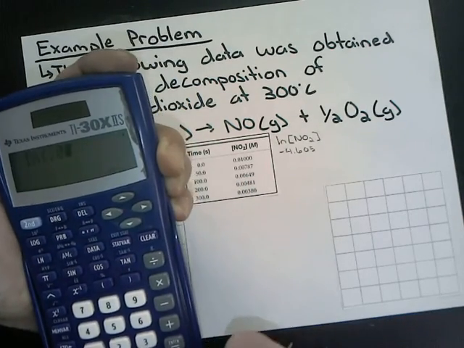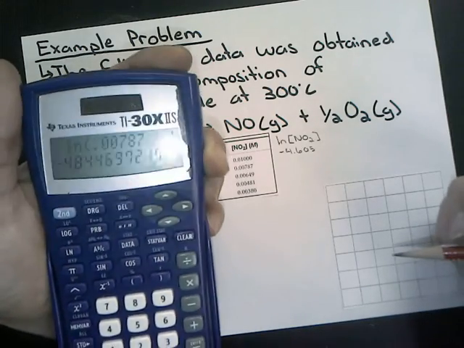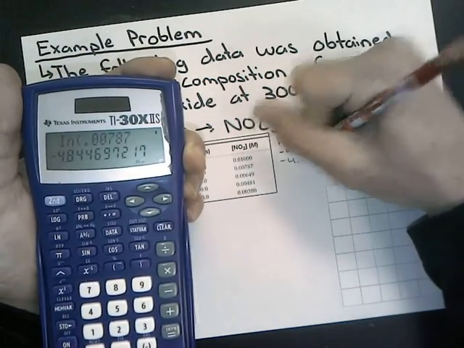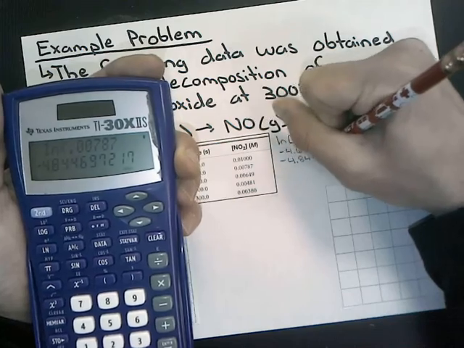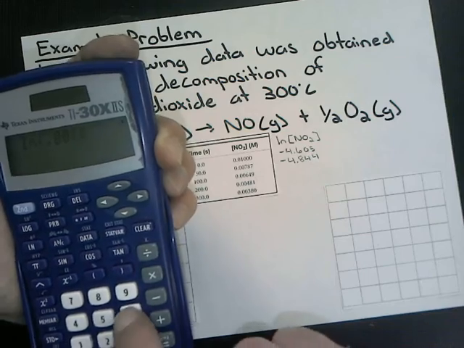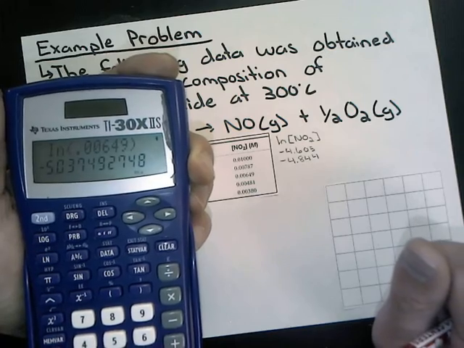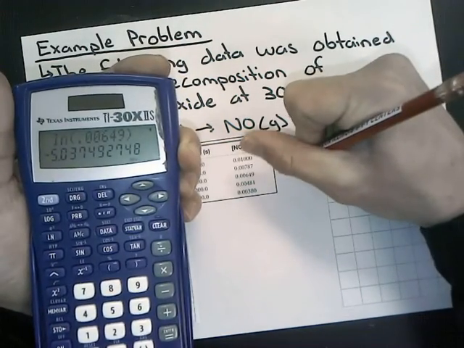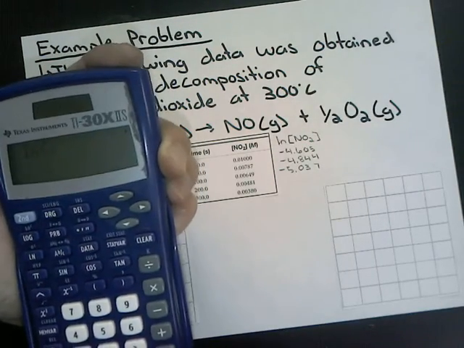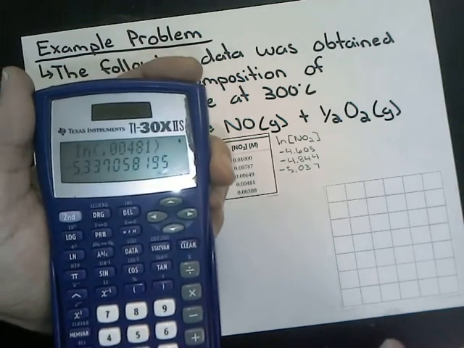0.00787. I get a value of negative 4.844. Then I'm going to do the natural log of 0.00649, and I get a value of negative 5.037. We'll do the natural log of 0.00481, and I get a value of negative 5.337.